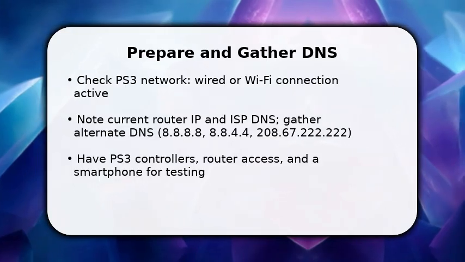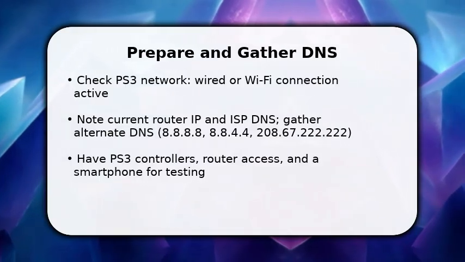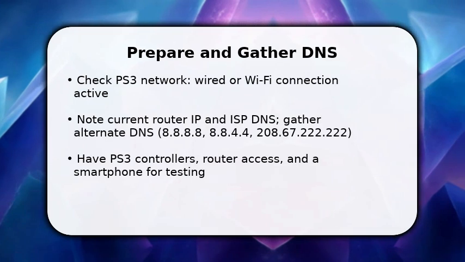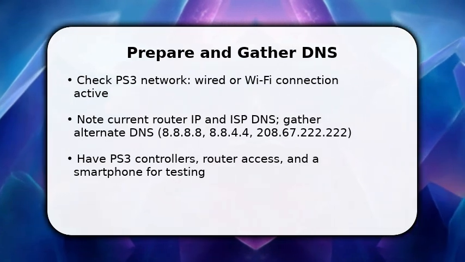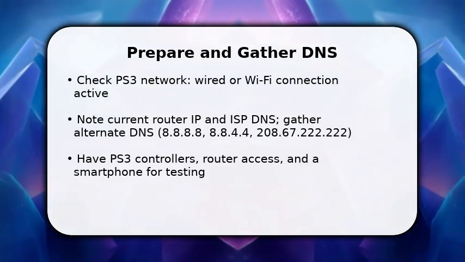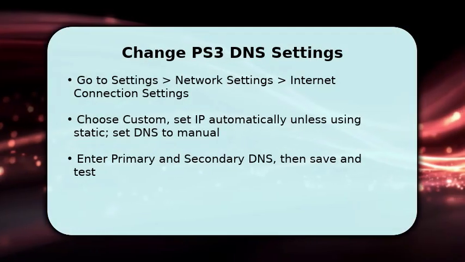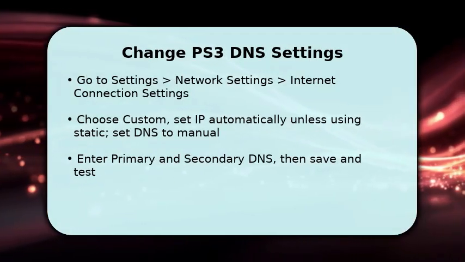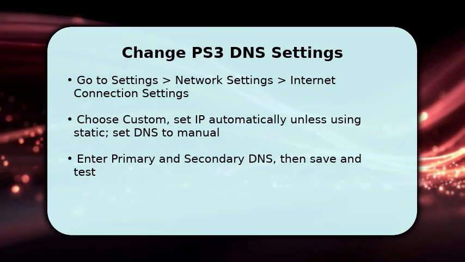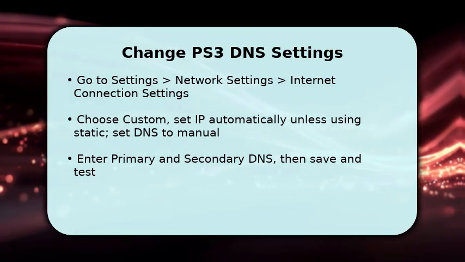Once done, power cycle the Ps3 and router so you begin from a clean state, which removes transient network caching and gives you an accurate baseline. Now change the Ps3 settings. Navigate to Internet connection settings and pick Custom to control DNS without altering other parameters.